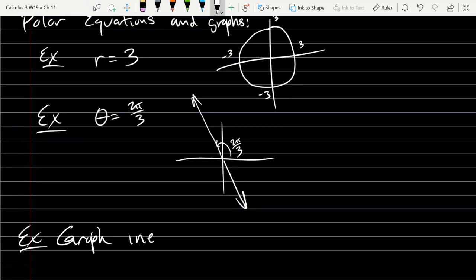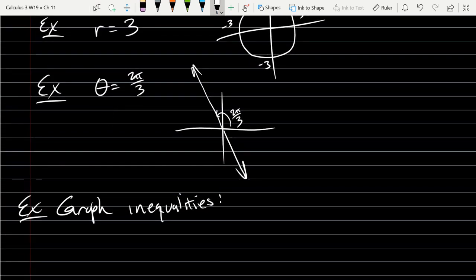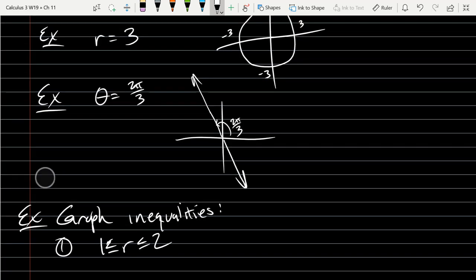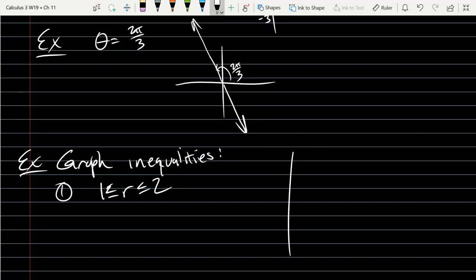Now we're going to graph inequalities. First, we'll do 1 less than or equal to r less than or equal to 2. So r is allowed to equal 1 and allowed to equal 2. It's going to look a lot like the r equals 3 example. We're just going to get a circle with radius 1 and a second circle with radius 2. So let's graph those out first. There's a radius 1 circle and a radius 2 circle.